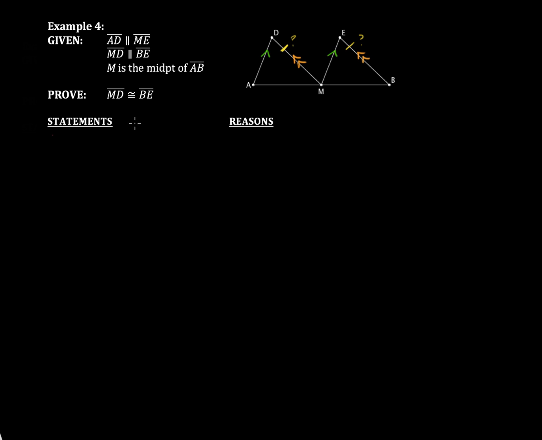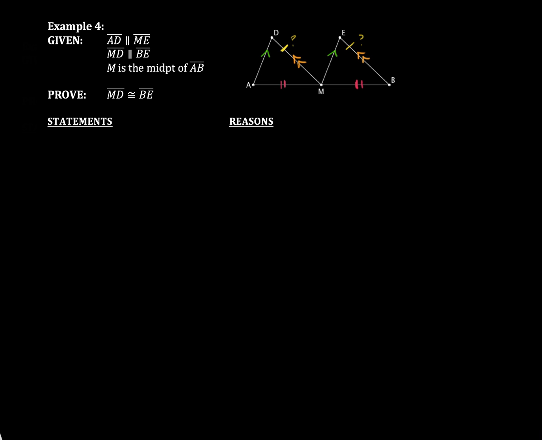Well, let's start with that last fact. I know that if M is the midpoint of segment AB, it's going to divide segment AB into two congruent parts. So I know that AM is going to be congruent to MB. Now, why would they be telling me that these lines are parallel and that these lines are parallel? Well, I have a pair of parallel lines, and then I have a couple choices of a transversal, right?